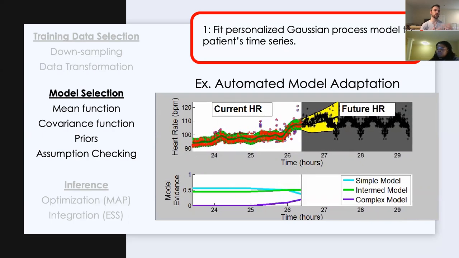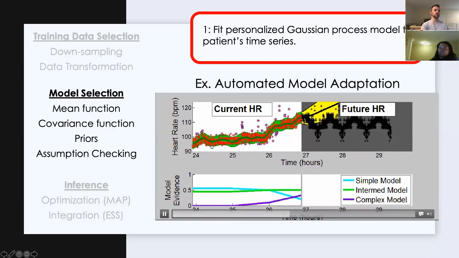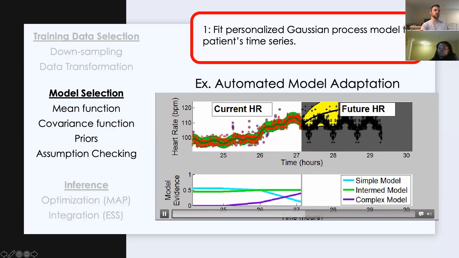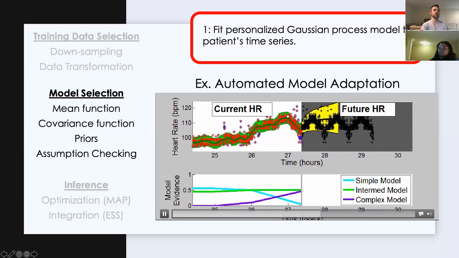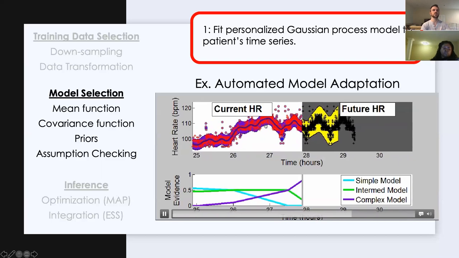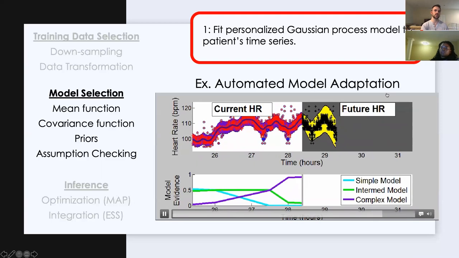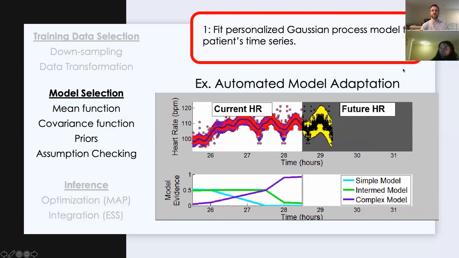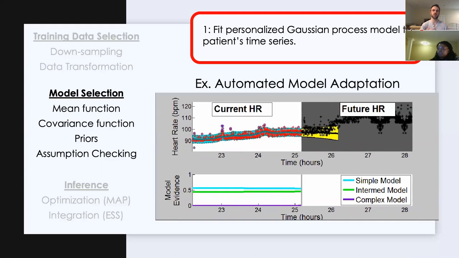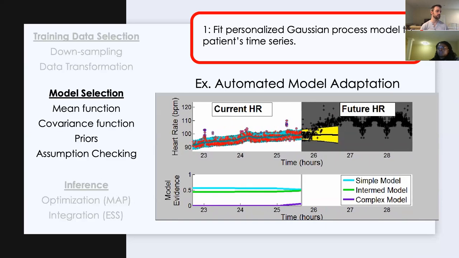And so what we can see here, for example, is that we have a Gaussian process. While the trend was flat, it had a simple model, then it picked up that there's an upward trend and added complexity, and then it's finding periodicity and adding further complexity. So from an intuitive perspective, that's what we're looking at here. We're looking at what the complexity of the model is and how to flex that complexity for each individual patient as we get more data.